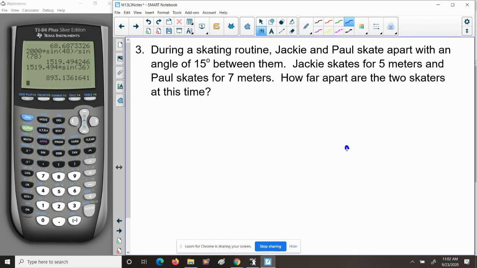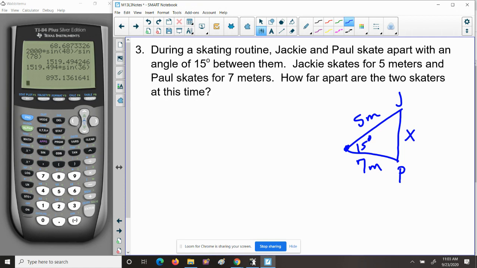Okay, so they're starting at the same place. Now, they skate apart with an angle of 15 degrees between them, so it's not a big angle. Jackie skates for 5 meters, so I'm going to put this as 5 meters. And Paul skates for 7 meters. And we want to know how far apart they are. So X is this distance between Jackie and Paul.